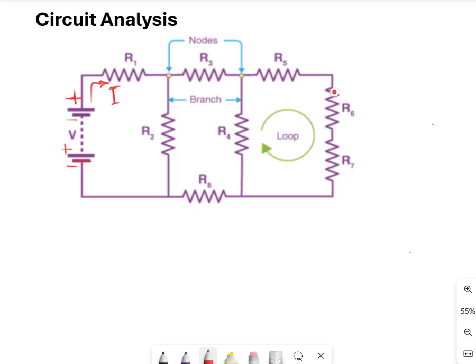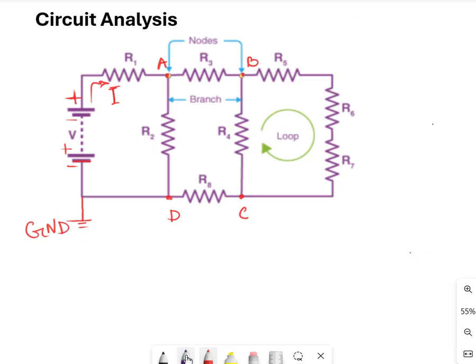So let's consider that I is flowing through this direction, and this is a node. Let's say this is node A, and there is another node B, here is another node C, and here is another node D. And obviously the electrical circuit should have a neutral or ground position. Let's say this is the ground, to precisely understand the circuit.